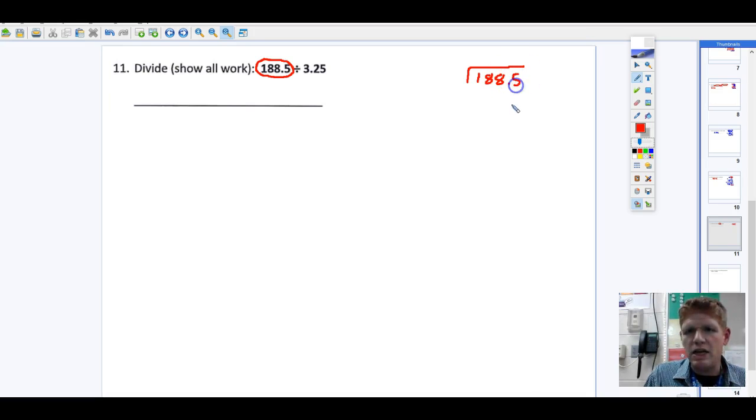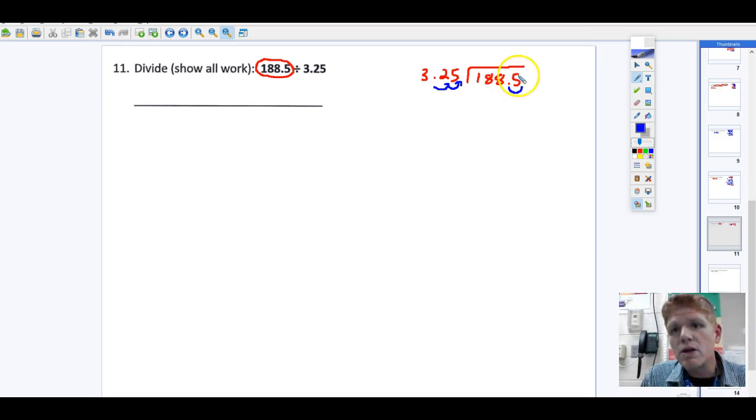188.5, or 188 and 5/10, divided by 3.25. What in the world? What do we do with this decimal point? You better remember. We take the decimal point over two spaces, 1 and 2. And whatever we do to this side, we got to do in here. So we got to take this one over two spaces.